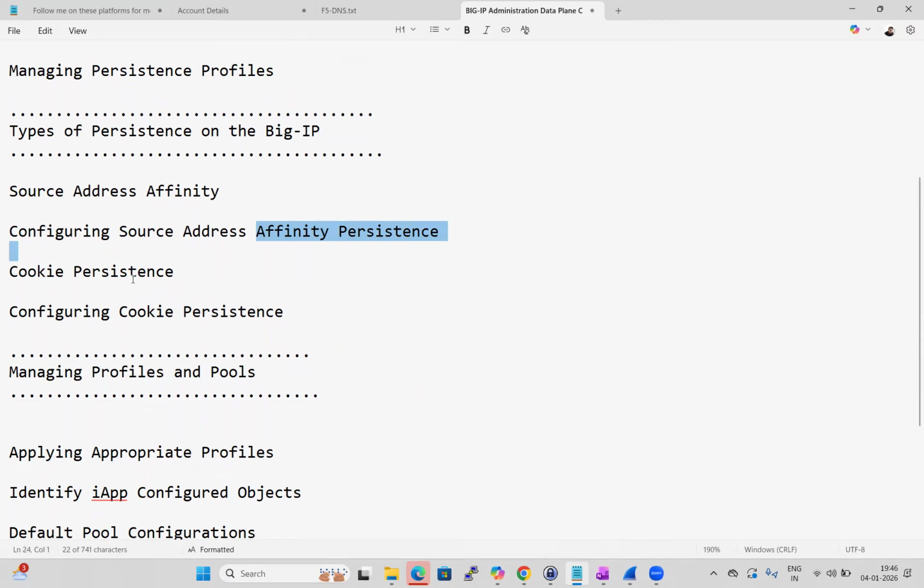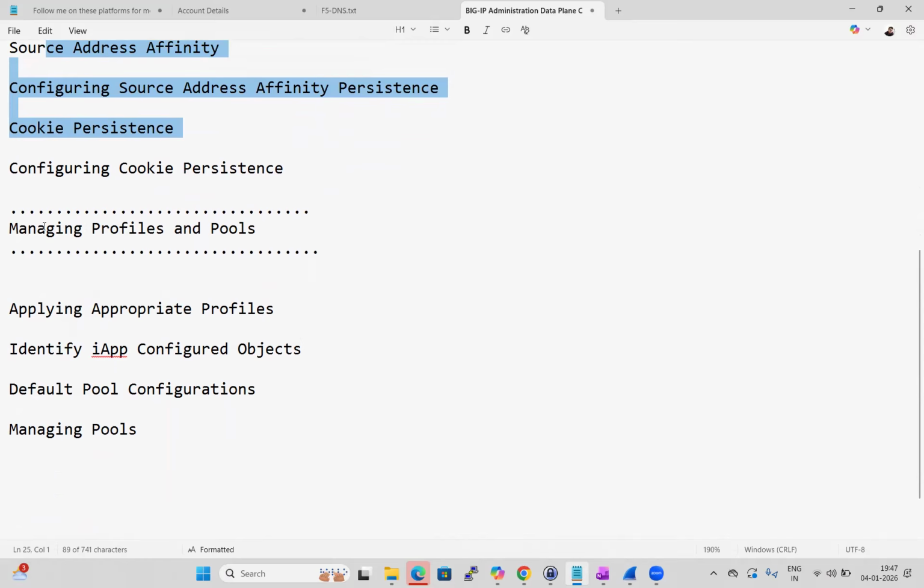We should be aware of cookie persistence, and how many types of cookies we have: insert, rewrite, passive. How we can do that, what the use cases are, what the role of F5 is in case of insert, and what the role of F5 is in case of passive. These are the topics we need to cover, and please try to implement them in your lab. It's very important to be more confident on this.